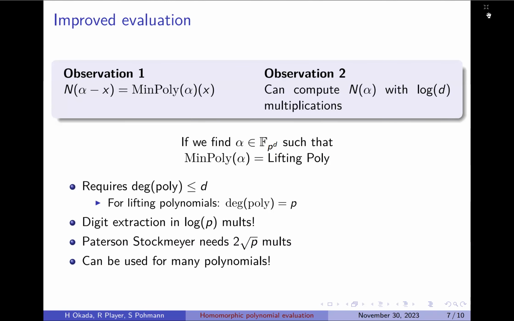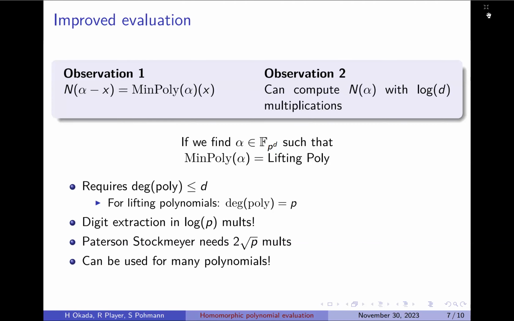And in fact, it follows quite naturally from these two observations. So if we find some alpha such that the minimal polynomial of alpha is the polynomial we want to evaluate, say the lifting polynomial, then we can easily use observation 2 and observation 1 to evaluate the lifting polynomial in only logarithmically many steps. As a comparison, previous work used the Patterson-Stockmeyer method, which takes 2 times square root of the degree many multiplications. So in this case, we improve from square root d to log d.